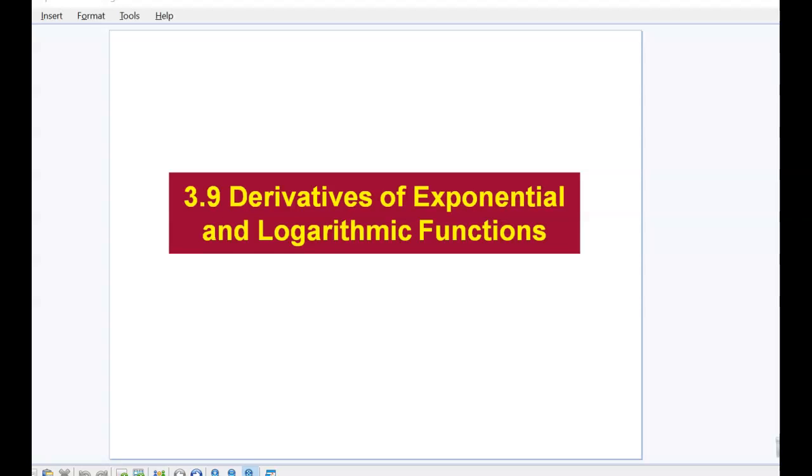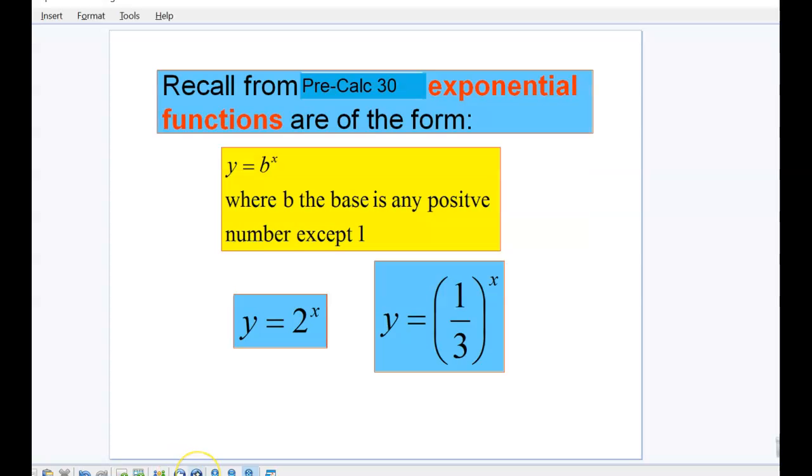In section 3.9, we're going to look at the derivatives of exponential and logarithmic functions. And this first video was just going to deal with the first part, the derivatives of exponential functions. If you recall from pre-calc 30, an exponential function is any function of the form y equals b to the x, where b is the base and it's a positive number except the value of 1. And we have our exponent is a variable.